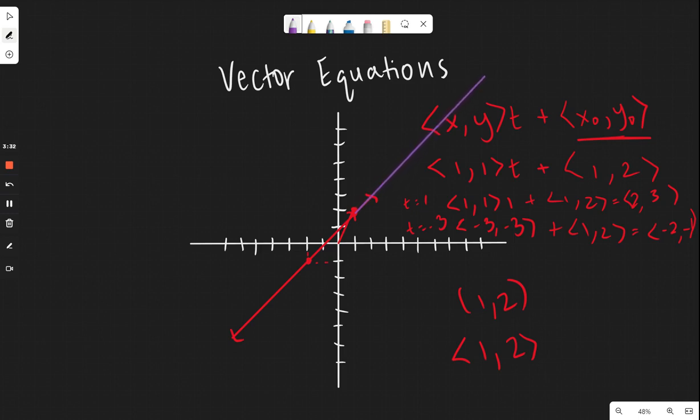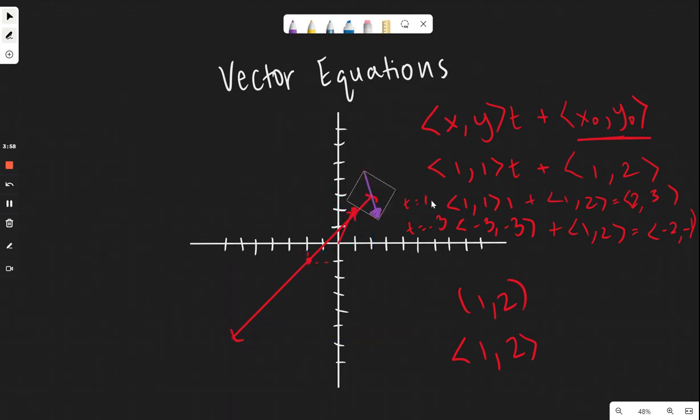So the direction is always going to be the same, but t dictates the magnitude. So let me draw an arrow on the end of this. When t gets bigger, the point is going to get further and further away, or t can be negative, and then it will go the opposite direction.